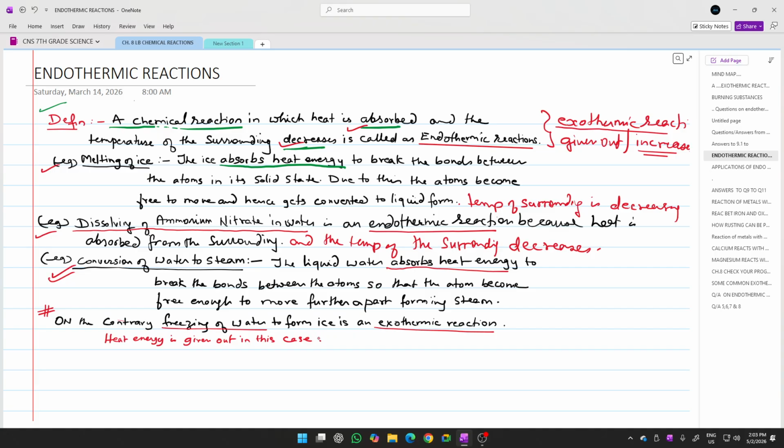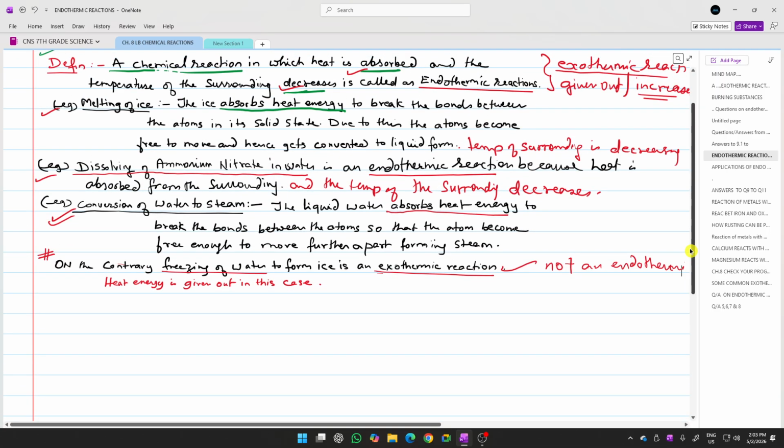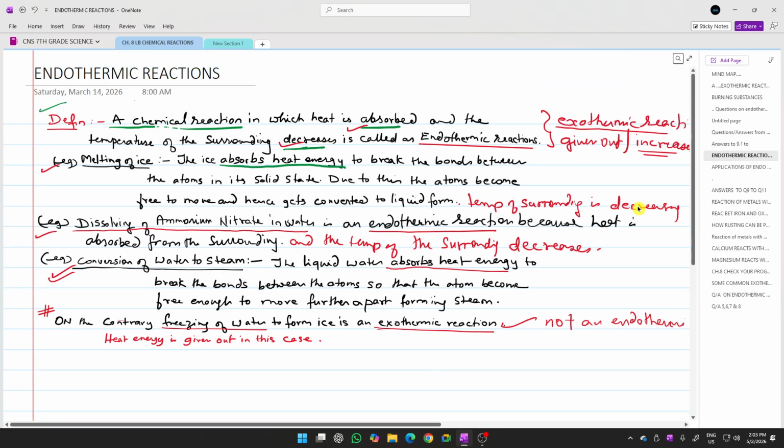So freezing of water is essentially an exothermic reaction. It is not an endothermic reaction. Remember this. Freezing of water is not an endothermic reaction. Now here also, let me tell you, you cannot call it a reaction. You can call it a process. So it is an exothermic process and not an endothermic process. Heat energy is given out in this case, right?